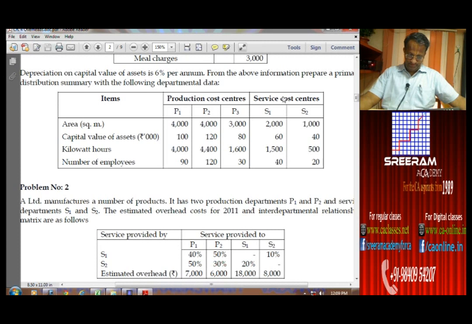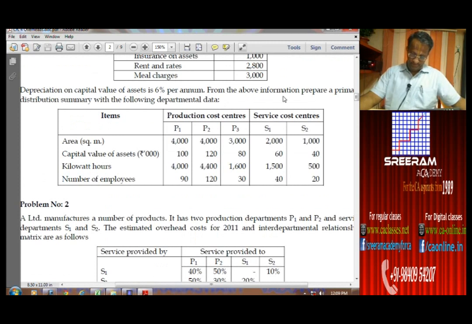From the above information, prepare a primary distribution summary with the following departmental data. Items, production cost centers P1, P2, P3, service cost centers S1, S2. Area in square meters 4,000, 4,000, 3,000, 2,000, 1,000. Capital value of assets in thousands, 100, 120, 18, 40. Kilowatt hours, 4,000, 4,200, 1,600, 1,500, 500. Number of employees, 90, 120, 30, 40, 20.